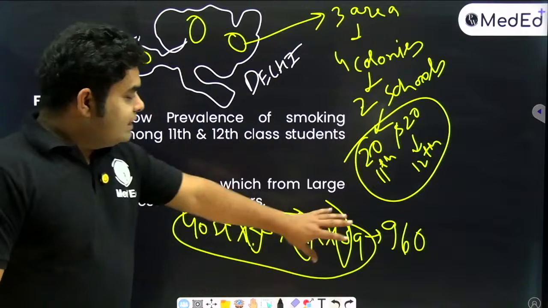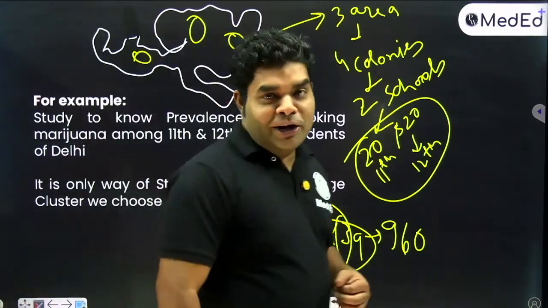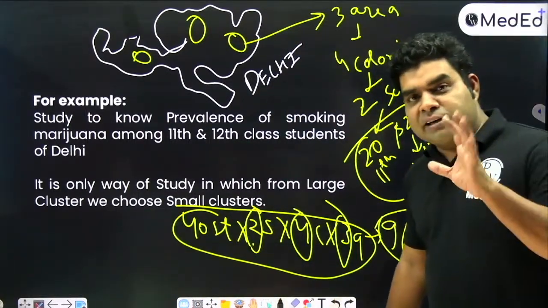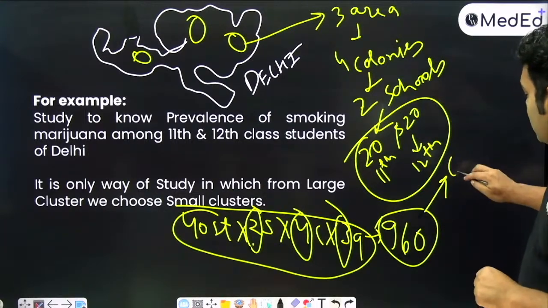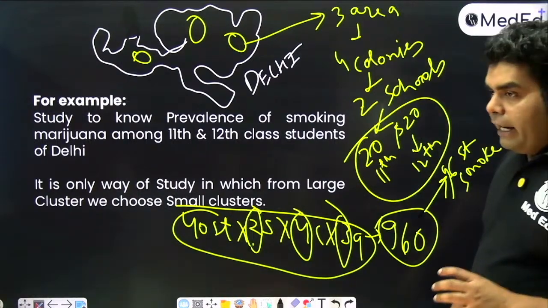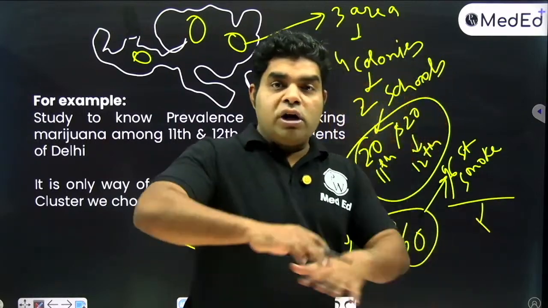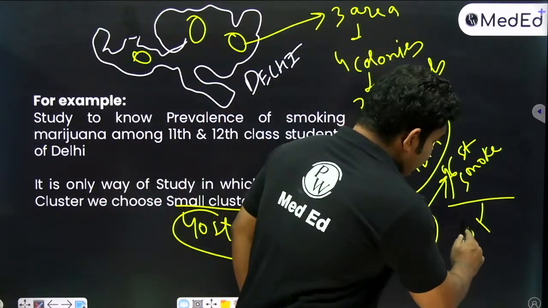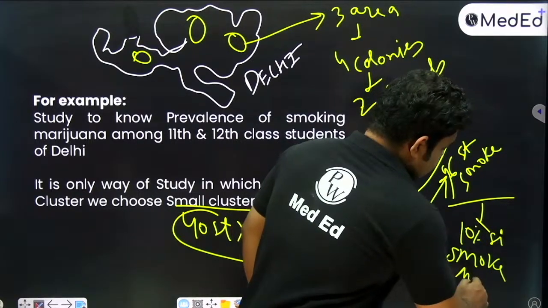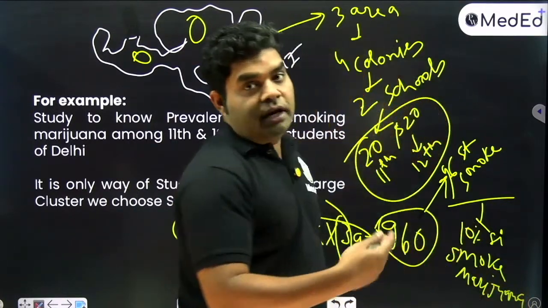So these 960 children, you will go and you will ask, क्या तुम गांजा फूकते हो, है ना? Do you smoke marijuana or not? So suppose out of this 960, you got that 10% of students, 96 students, smoke marijuana. So your data came to 10% as the prevalence. Now what you will say is that in the whole of Delhi, the prevalence of smoking marijuana is 10%. 10% of students smoke marijuana in 11th and 12th class in Delhi.